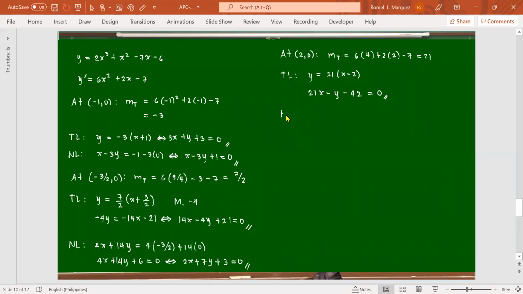Okay? Normal line. Interchange, negate the second term. So x plus 21y equals 2 plus 21 times 0. So you substitute the x and y, that is 2, 0. So getting x plus 21y minus 2 is equal to 0. Oh, that's it. Which is faster, no? When you get the normal line, as long as your tangent line, of course, is correct. Okay? Get it, guys?